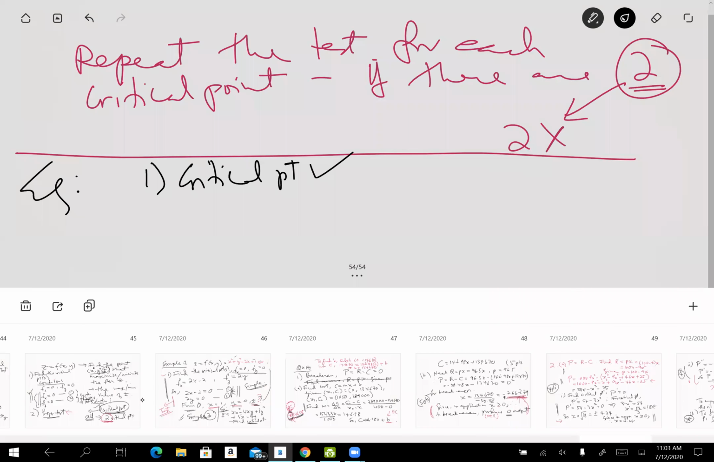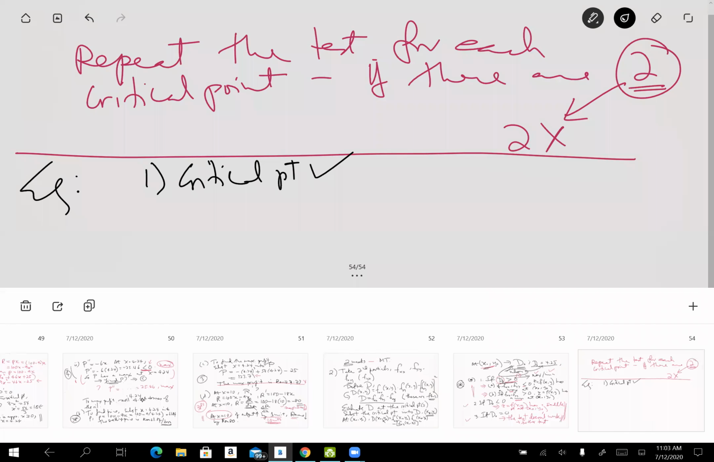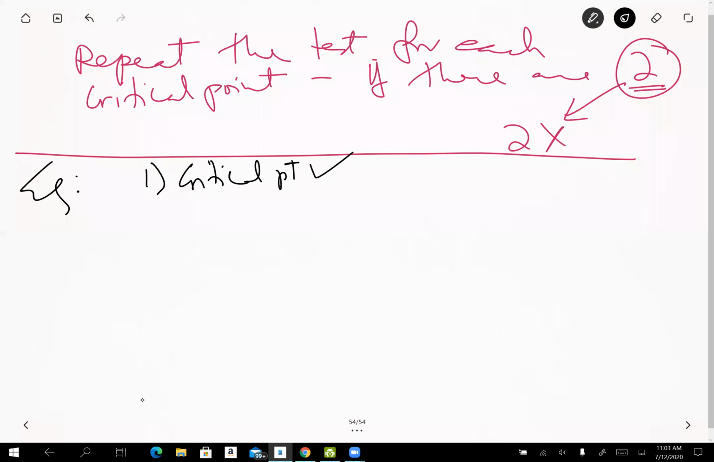X equal to 1, Y equal to 0. Okay, so the critical point is X equal to 1, Y equal to 0. And of course, you can find the value of Z now, or you can do it later. So the critical point, call it X0, Y0, equals 1, 0.